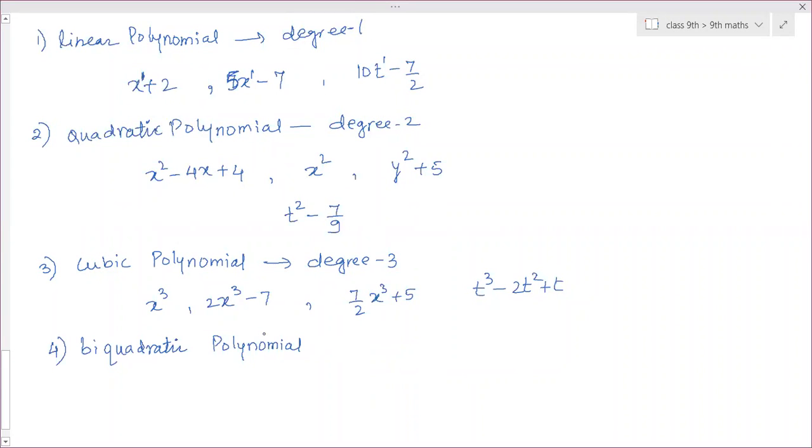Number of terms can be anything. That is not a problem. Number of terms can be 1, 2, 3, 4. Anything is possible. The only thing we have to check is the power of any variable. The maximum power in that expression should be 3. Then it is a cubic polynomial.